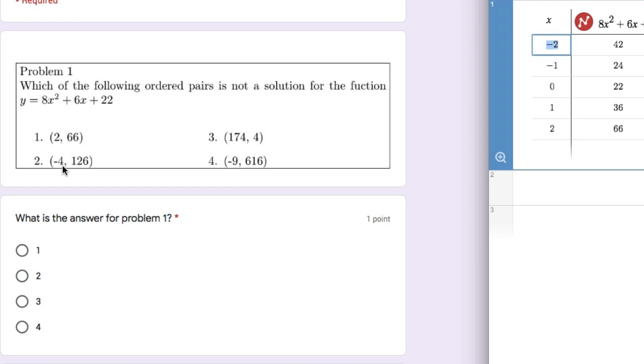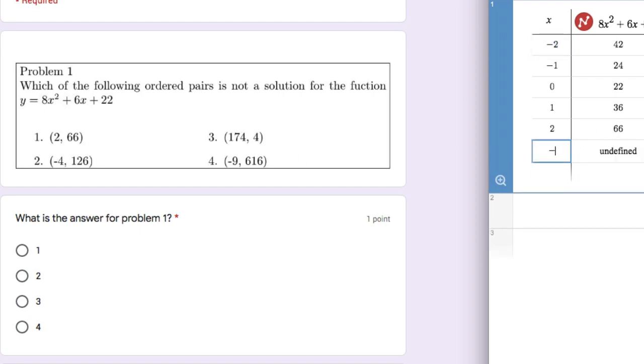So let's try the next one, which is negative 4. So if I put negative 4 over here, the answer on the other side should be 126. And we could see here when we type in negative 4, we do get 126 on the other side. So number 2 is also correct. But we're looking for the answer that is not a solution. So we got to keep going.